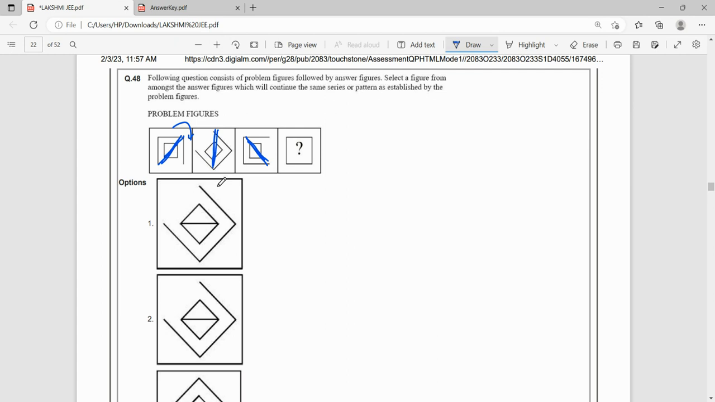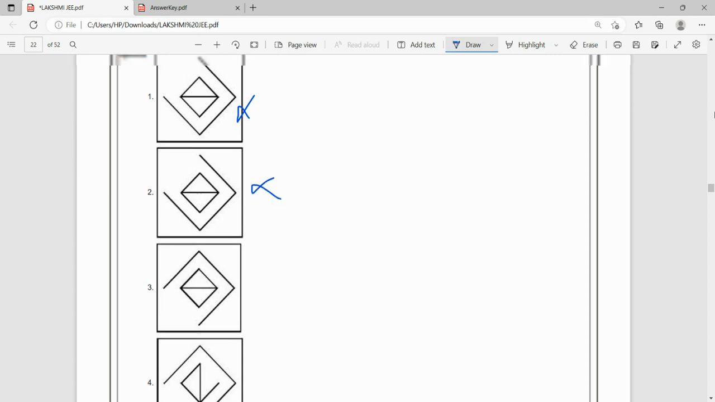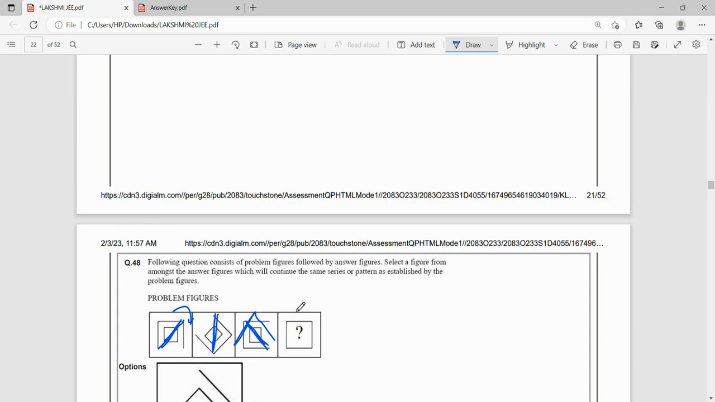So let's see. This one is okay. Now it must be like this only. So according to that rotation, options 1 and 2 will not be the answers. Now options 3 and 4. Out of options 3 and 4, we have to analyze whether it can be possible or not.